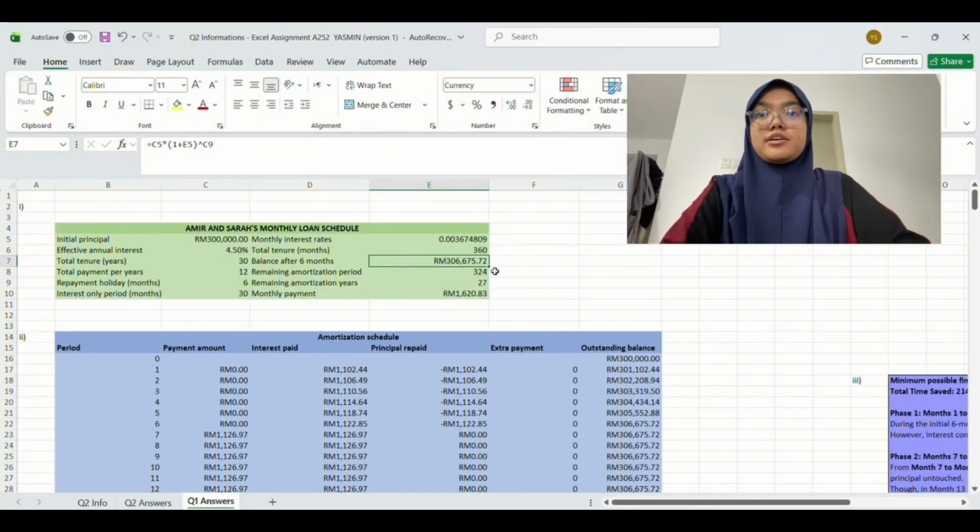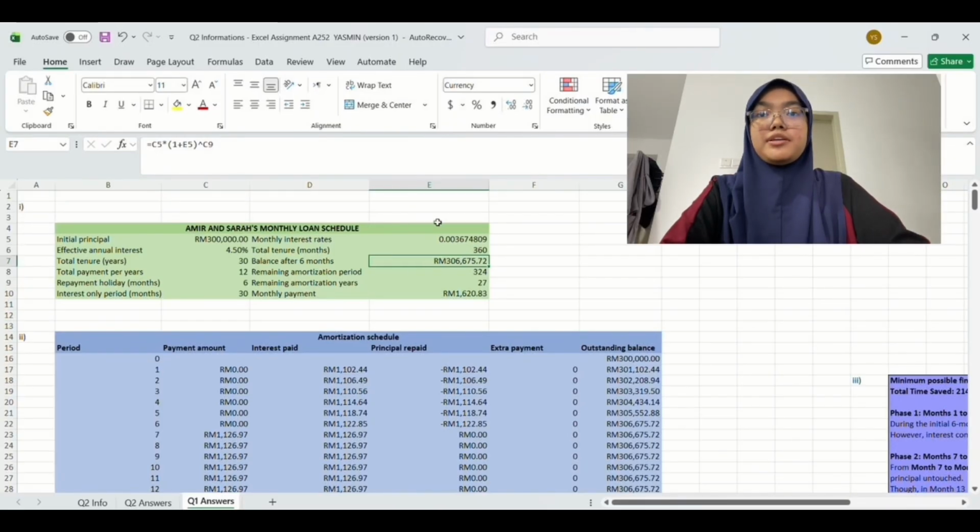The balance after 6 months is 306,675.72, because during the 6 months Amir and Sarah don't need to pay the monthly payment. Only the interest is compounded. So the value will be this.